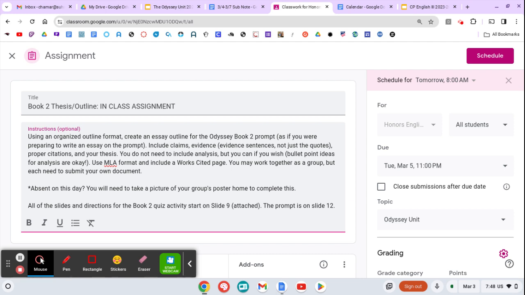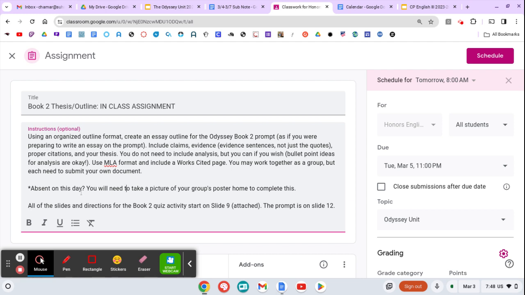You may absolutely work together as a group, but you each need to submit your own document. No sharing documents. You are each typing in your own document. So you can walk through the process together, but 1-to-1 ratio. Okay, if you're absent on this day or on Tuesday, you might want to take a picture of your group's poster, because this is going to be a really difficult assignment if you don't have those posters done, since you already collected all your evidence. Okay.